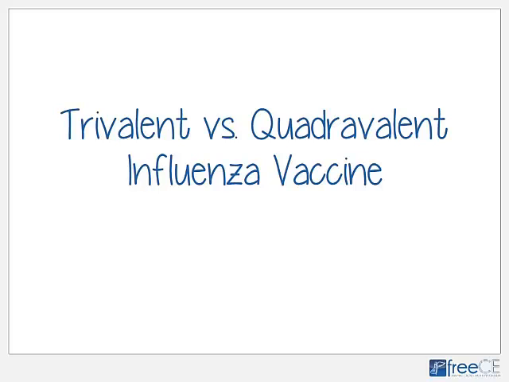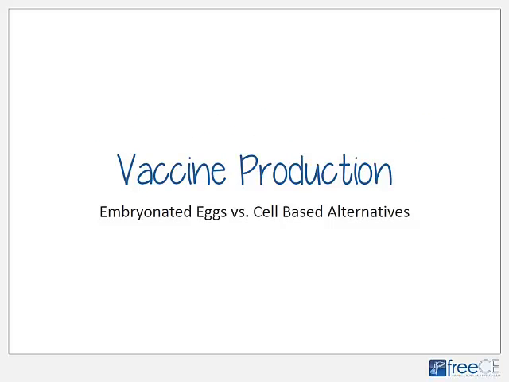I see the benefit of the quadrivalent, but I don't think it's enough to necessarily wait to only give your patients quadrivalent vaccine. As I mentioned before, I think the importance is receiving the vaccine to gain some protection against influenza. So the last item that we need to talk about is vaccine production, because we do have some cell-based alternatives.